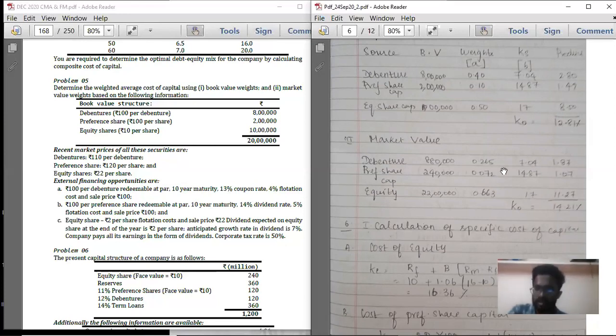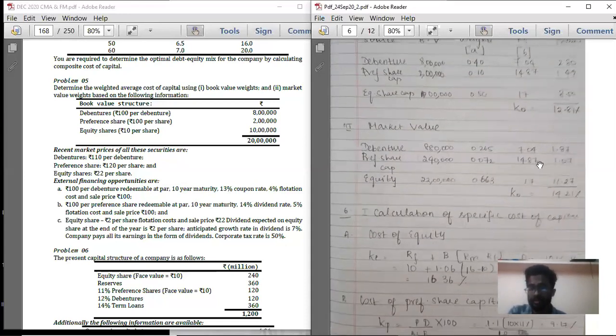You will get the product. So 7.04 into 0.265, you are getting 1.87 in respect of debentures. Then preference share capital is 14.87 into 0.072, 1.07. Next is equity, 17 into 0.663. You are getting 11.27.